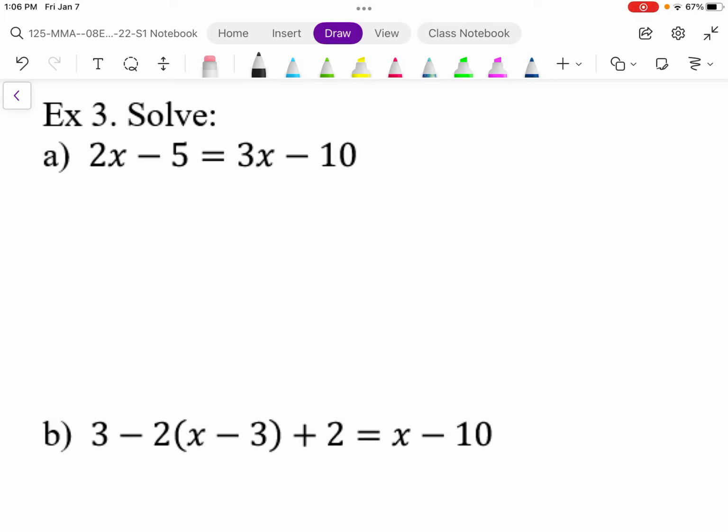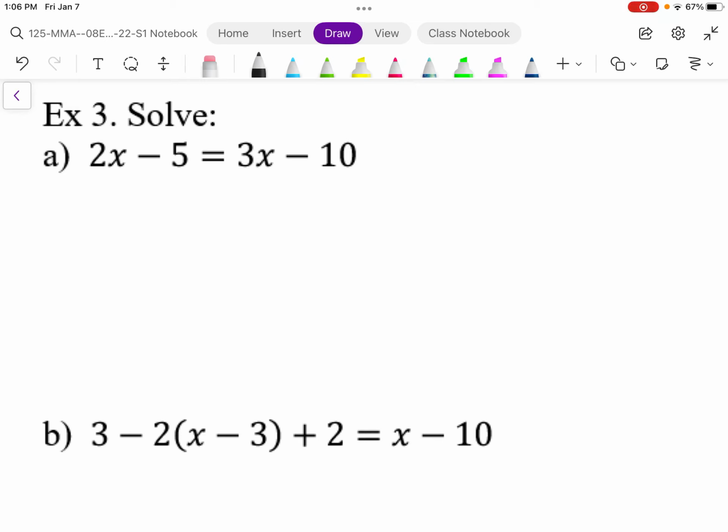For solving equations, we really just have one rule. We need to keep it balanced. But we're going to use undoing or opposites to solve for x, or get x by itself. And while we're doing that, we're going to keep track of the balance.